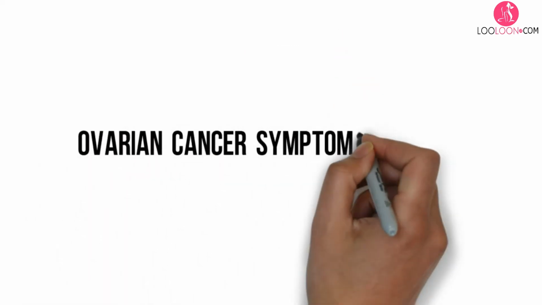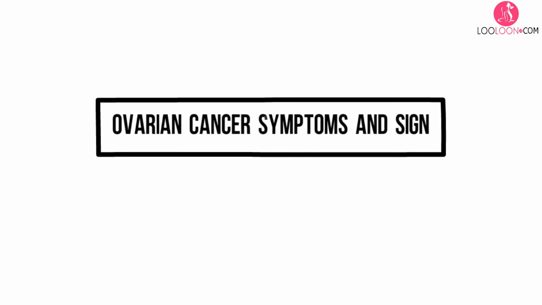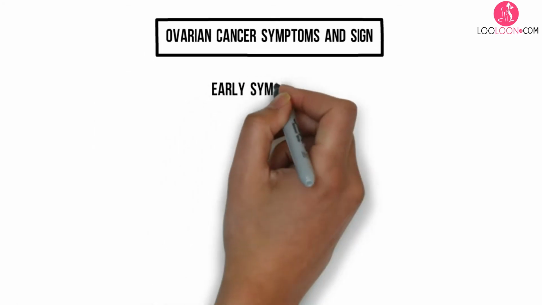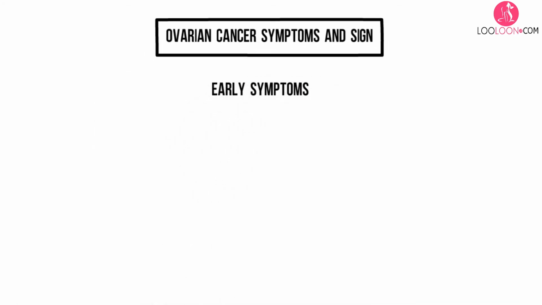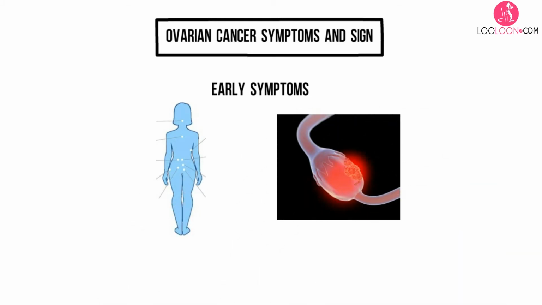Ovarian cancer symptoms and signs. Early symptoms. Early signs and symptoms of ovarian cancer may be absent or subtle. In most cases, symptoms exist for several months before being recognized and diagnosed. Symptoms can be misdiagnosed as irritable bowel syndrome. The early stages of ovarian cancer tend to be painless.